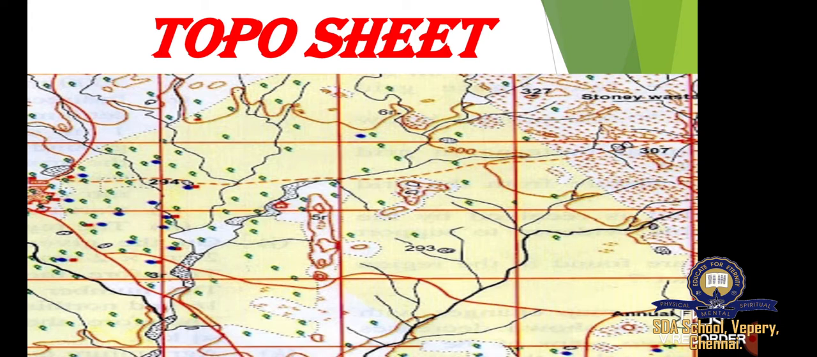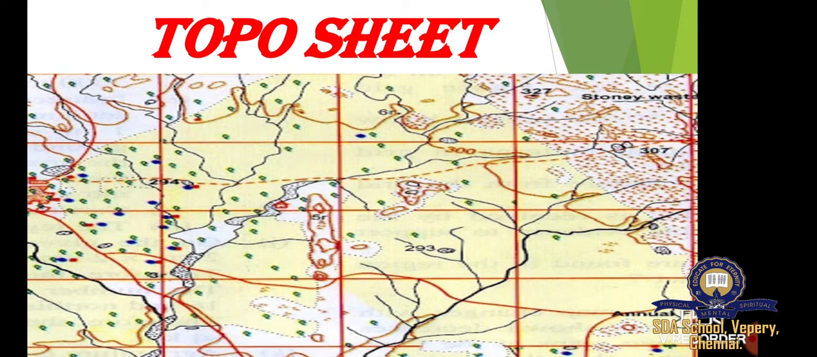Many colors or tints are used on a topo sheet to represent different physical, economic and cultural features. The meanings of colors used on a topo sheet are as follows. The blue color: what does the blue color intimate? It is used to show water bodies. It includes oceans, seas, lakes, rivers, ponds and wells.